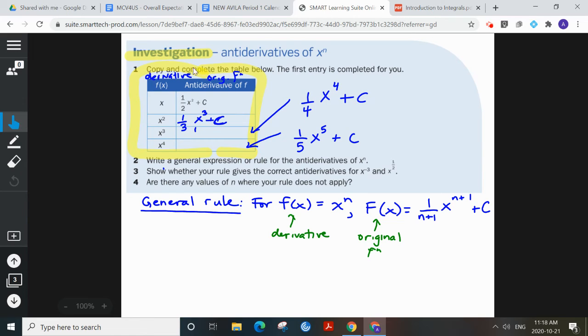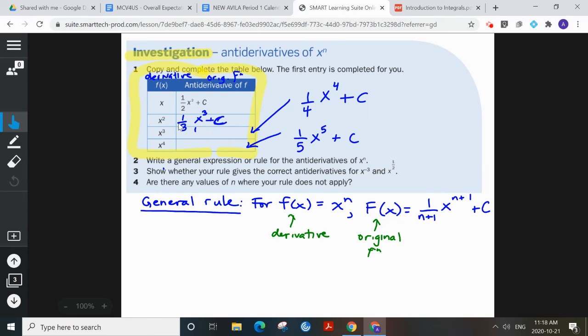Okay, so just as a little investigation, I usually do this with my class. You can take some time, pause the video now and try it. If my function is x, if that's the derivative, what was the original function that I took the derivative of to get this? So for x, it's 1/2 x squared plus c. We notice that if we took the derivative of 1/2 x squared plus c, we get the answer, which is x.